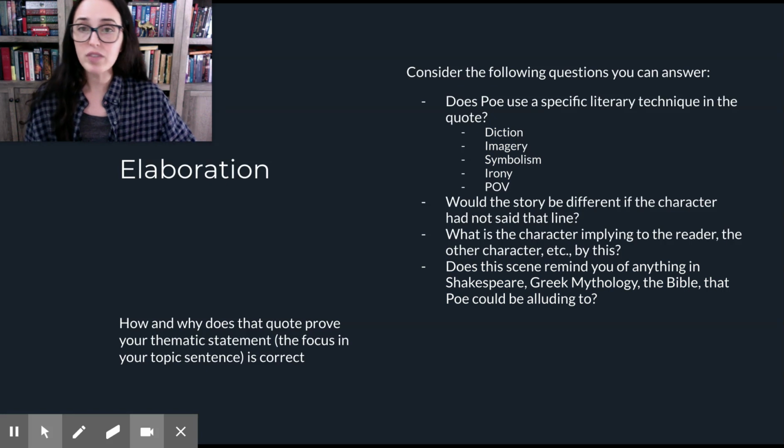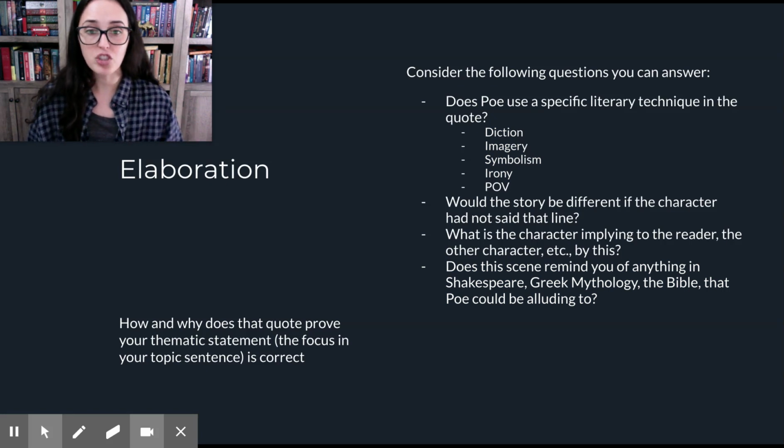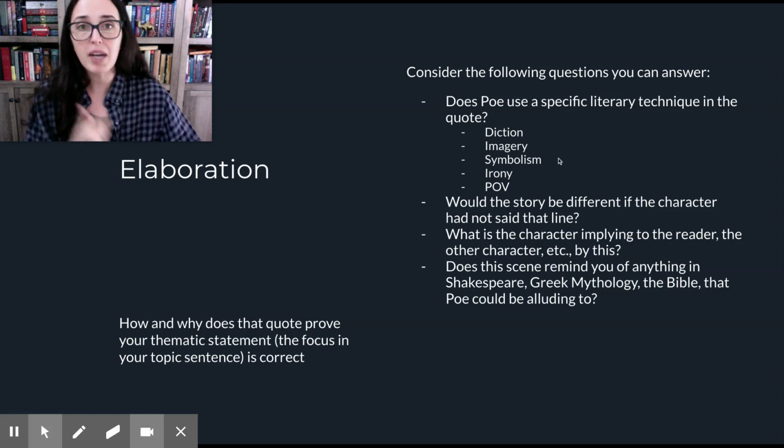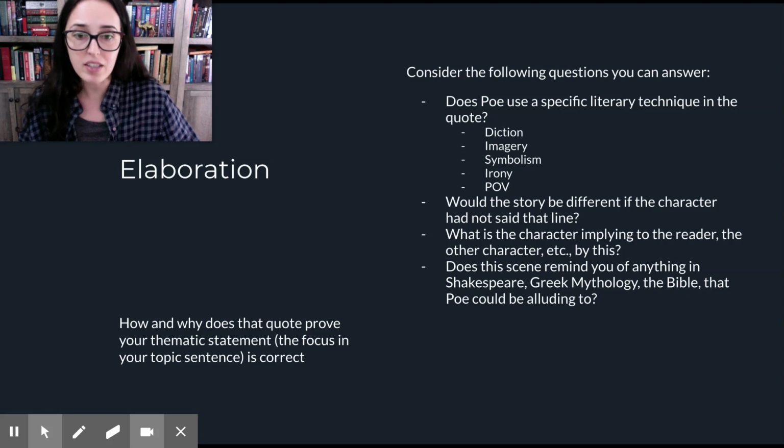Does the scene remind you of anything? Shakespeare, Greek mythology, the Bible that Poe could be alluding to? This is called an allusion, and it's often used in classic literature. What does it remind you of? Talk about that in your analysis.